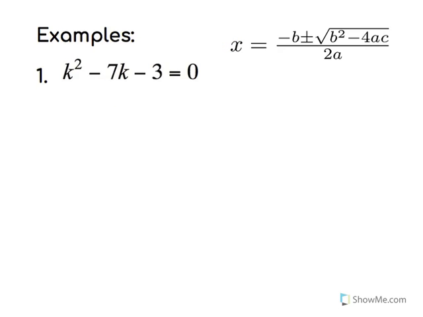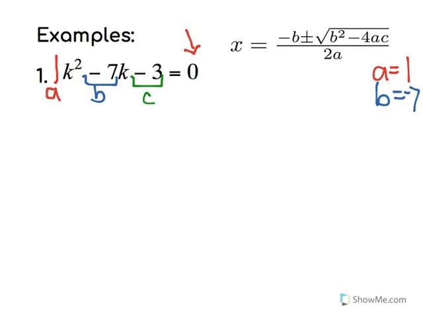We have k squared minus 7k minus 3 equals 0. First thing you always want to check for is that your equation is equal to 0, which it is. So you don't have to do any moving around because it's already equal to 0. So your number in front of k squared is a. So this is an imaginary 1. In front of k would be your b. And then the constant number is your c. So a equals 1, b equals negative 7, and c equals negative 3.